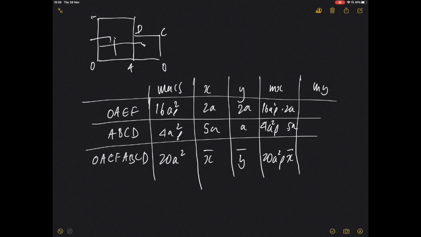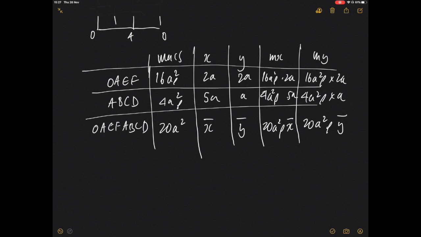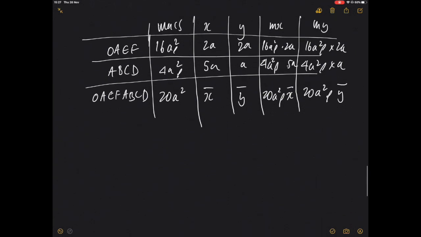And if we were to do the same here, this would be 16a squared rho multiplied by 2a, plus 4a squared rho multiplied by a, giving 20a squared rho y bar. And then basically we stick this back into our original calculations, and this will give us all the numbers in quite an easy form.